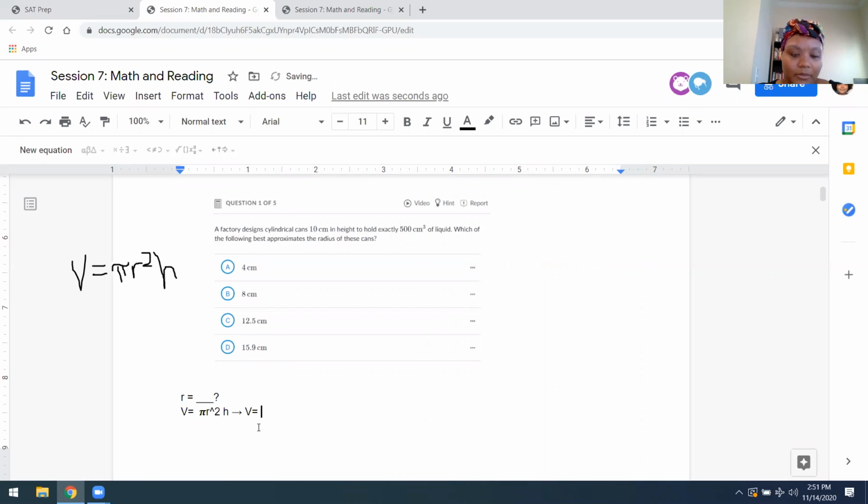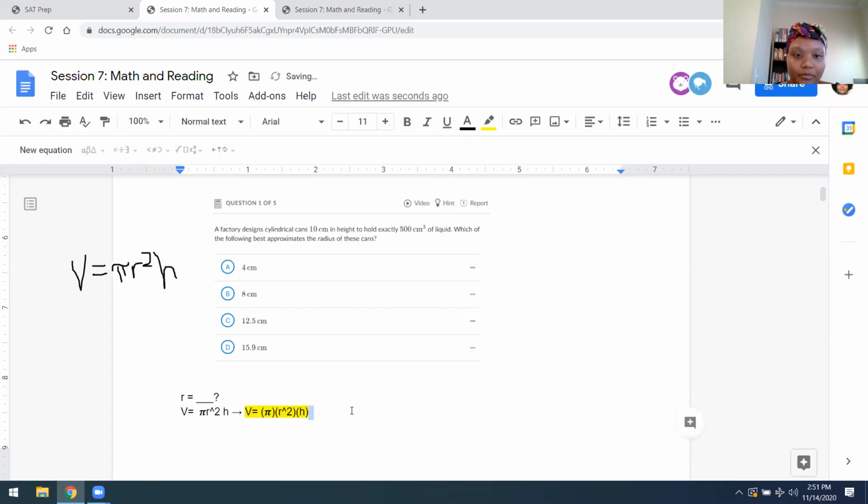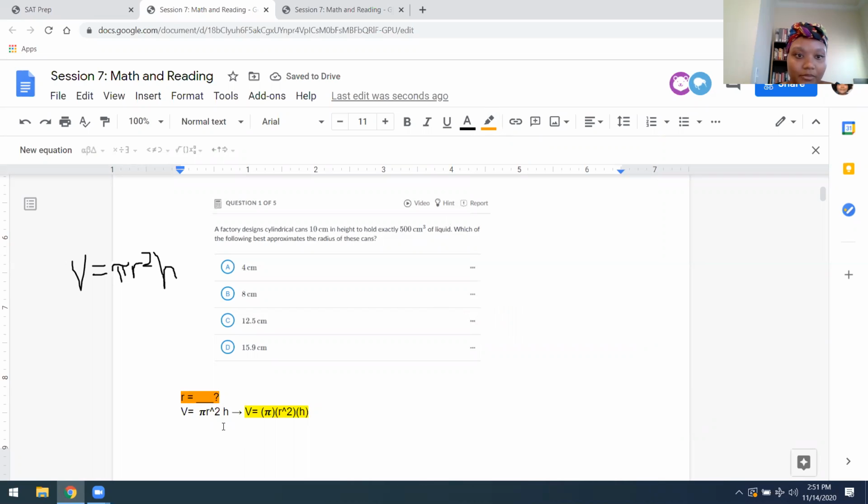Because it's confusing to look at like that, I'm going to clean it up just a little bit. So each of these things is being multiplied. R squared, or to the second power, is what that means, times h. Okay, so this is what we have. And we want to get to this form. That will be our answer, the orange.